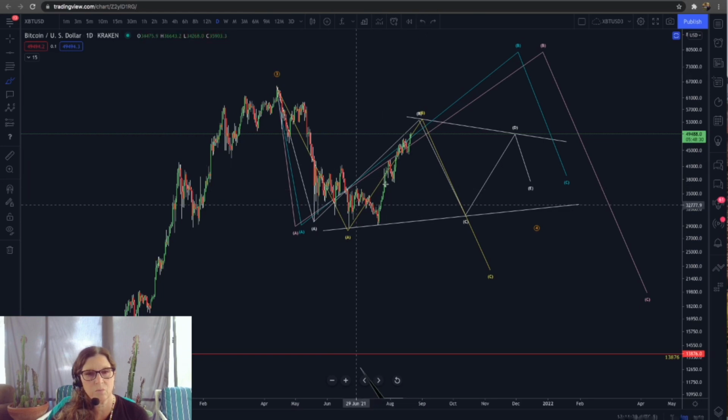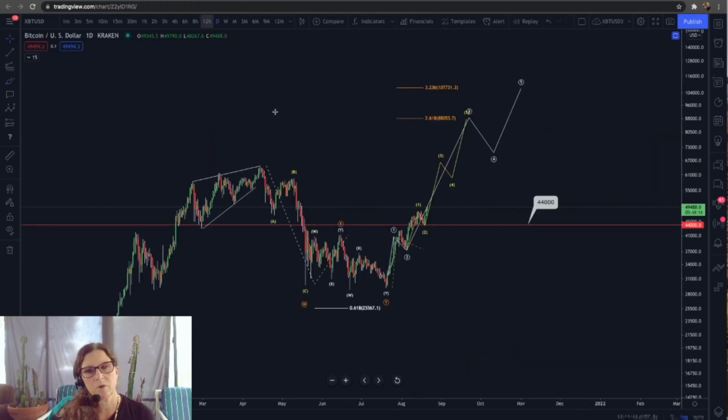Okay, that's the count that we absolutely didn't want because it would have taken us deep and we would have definitely hit this red line. But it's been ruled out by us coming so high here. Okay, let's get into some counts. I'm going to show you the bullish count first.